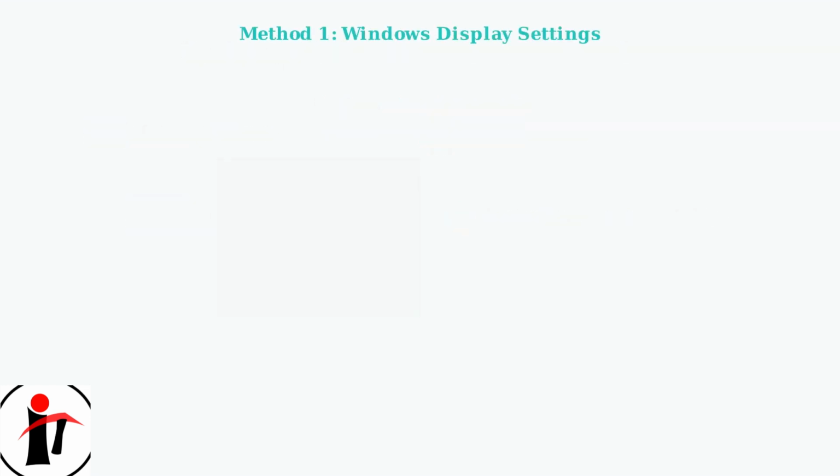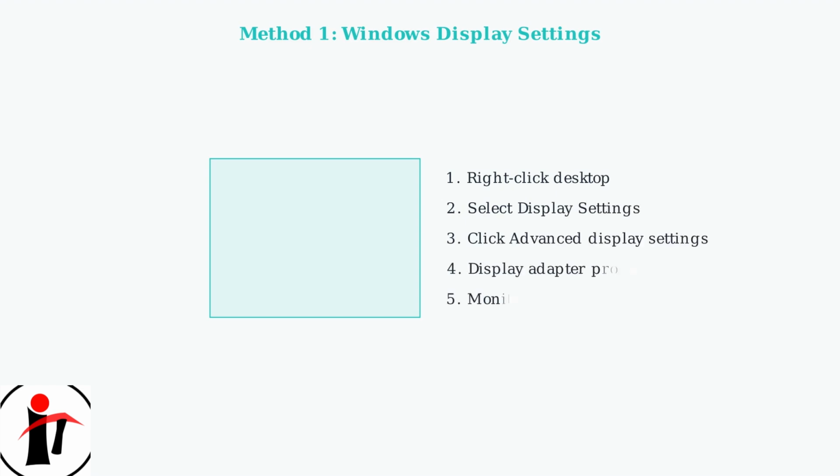The first method uses Windows display settings. Right-click your desktop, select Display Settings, then click Advanced Display Settings. From there, access Display Adapter Properties and set the refresh rate to 240 Hz in the Monitor tab.